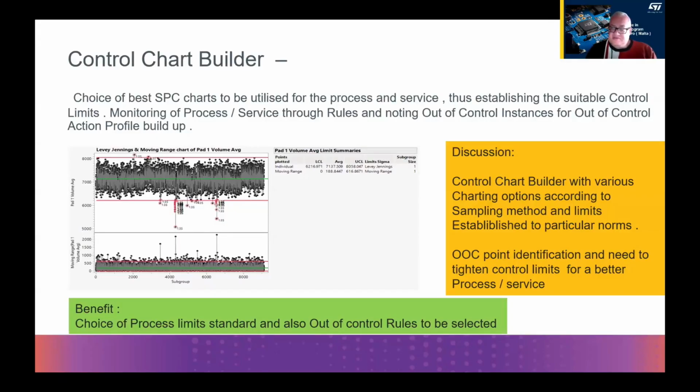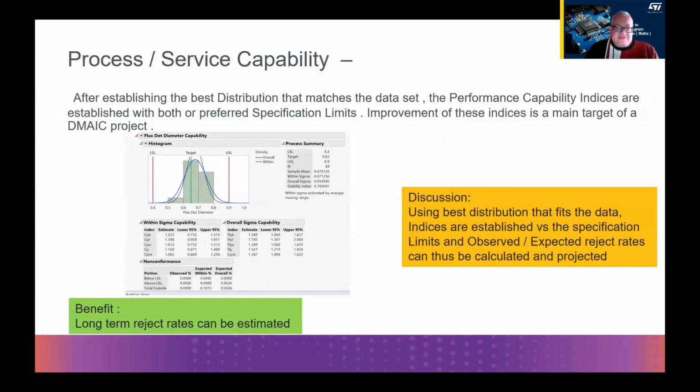Secondly, we record the capability from this sampling subgroup size that we have chosen, and then we can work upon it later on to optimize it. The process capability is basically we put the lower spec limit and the upper spec limit. We know the distribution of the data, and we're going to establish the PPK and CPK for our process. And also over here, we record it and we use the distribution that most fits our data.